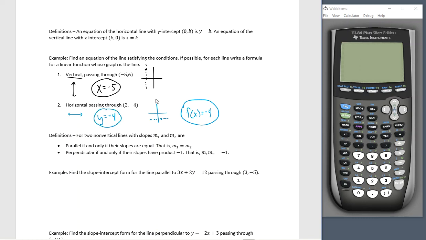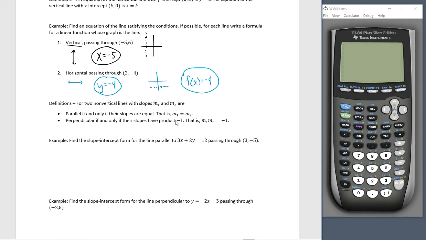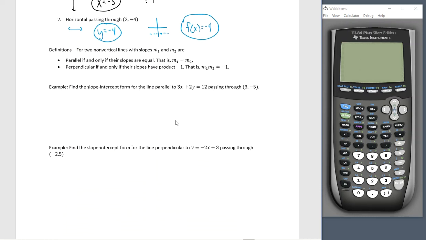Both answers are correct. One, equation of a line. The second one, a linear function. Same idea. All right, we're almost there.